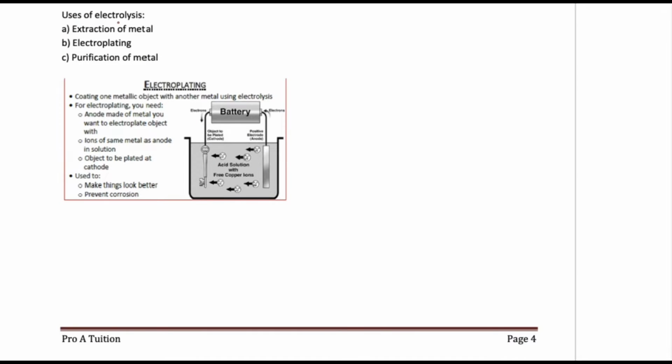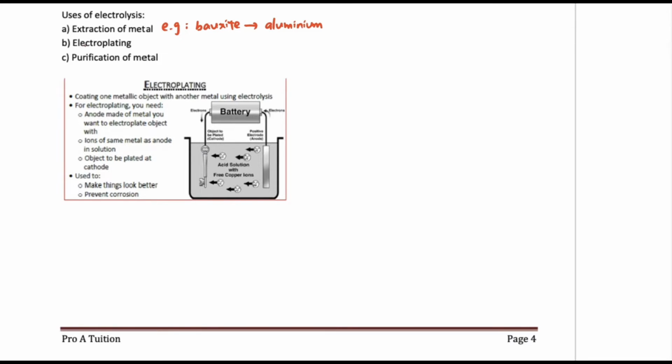Usage of electrolysis: extractions of metal. That means you take out the metal from the mineral. Example, one of the famous minerals is bauxite. Bauxite is the mineral that you get from the earth, and inside these minerals we have aluminium. So you can just do electrolysis on this bauxite, and then you will get aluminium from bauxite. So that is extractions of metals.